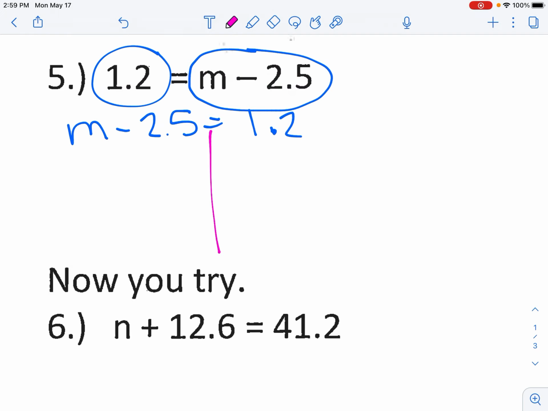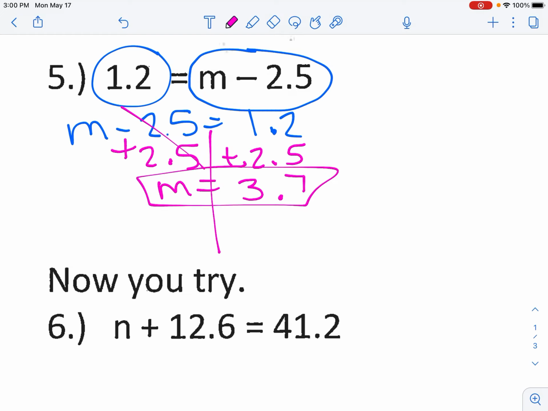The inverse operation of subtraction is addition. So to get rid of negative 2 5/10, I have to add 2 5/10. Negative 2 5/10 plus 2 5/10 is 0, so that cancels. So m equals 3 7/10, and you put a box around your answer.